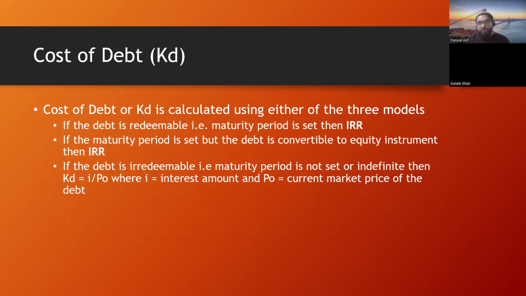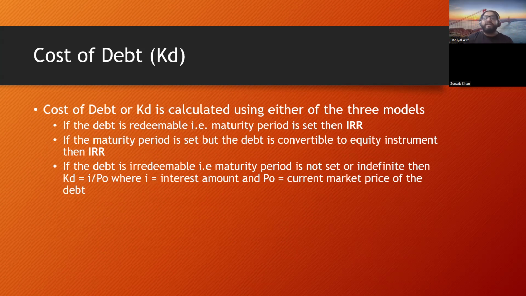In the case where the maturity period is set, but the debt is convertible to an equity instrument, then you also use IRR. In this case, you calculate the cash flows from the normal bond if it's redeemable and if it is converted into an equity instrument. You calculate where the cash flows are higher, in which case you're getting more benefit, and then in the convertible or redeemable case, you use the IRR formula the same as in the redeemable method.